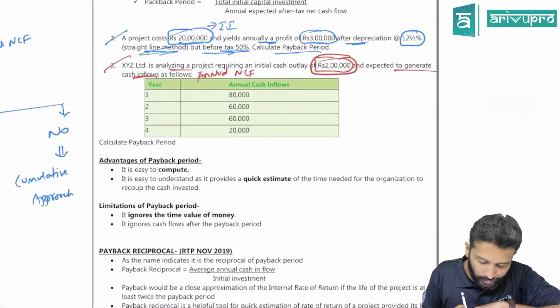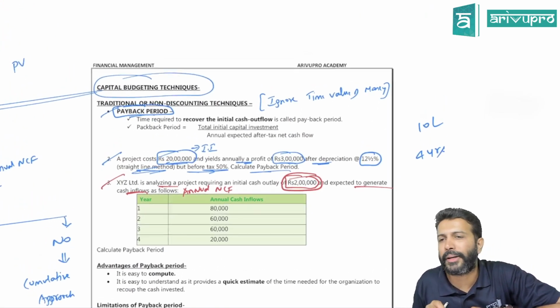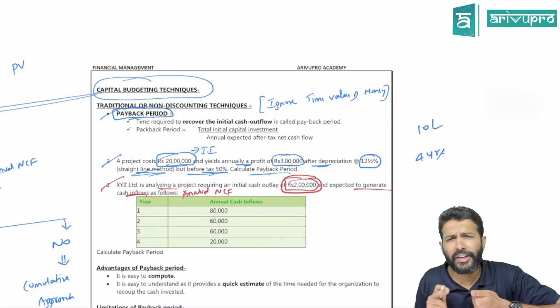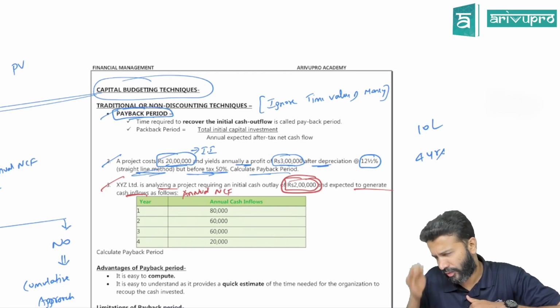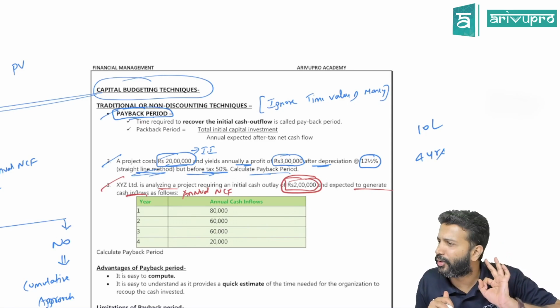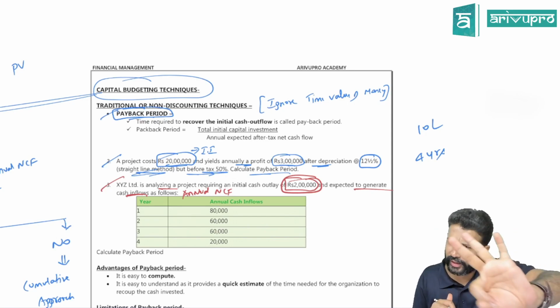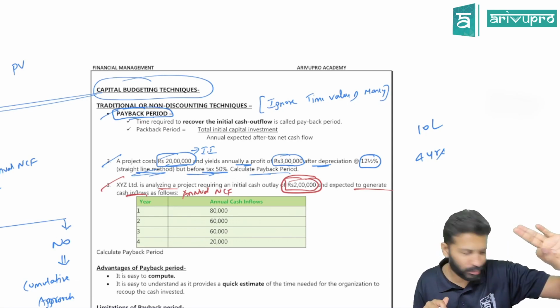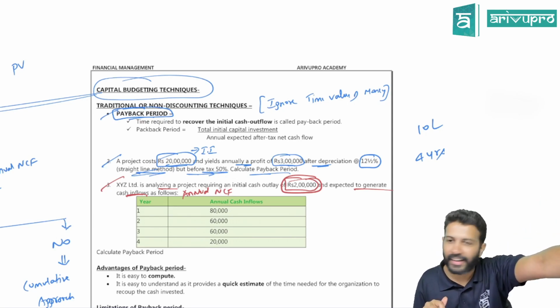Okay, advantages. Can you tell me the advantages of payback period? Very easy to calculate. Hardly any effort, no sweat, no blood, nothing. So easy to understand, easy to calculate. That is your two advantages. Can you remember this much? If at all it comes: easy to understand, easy to calculate.